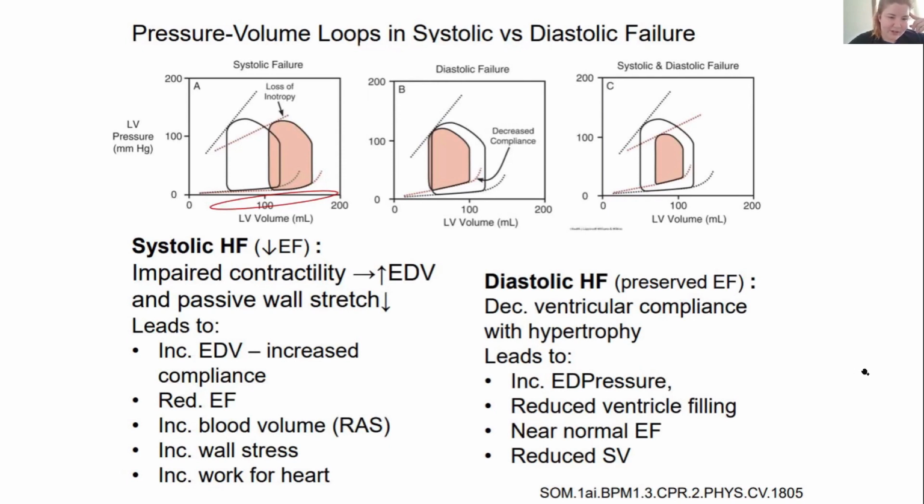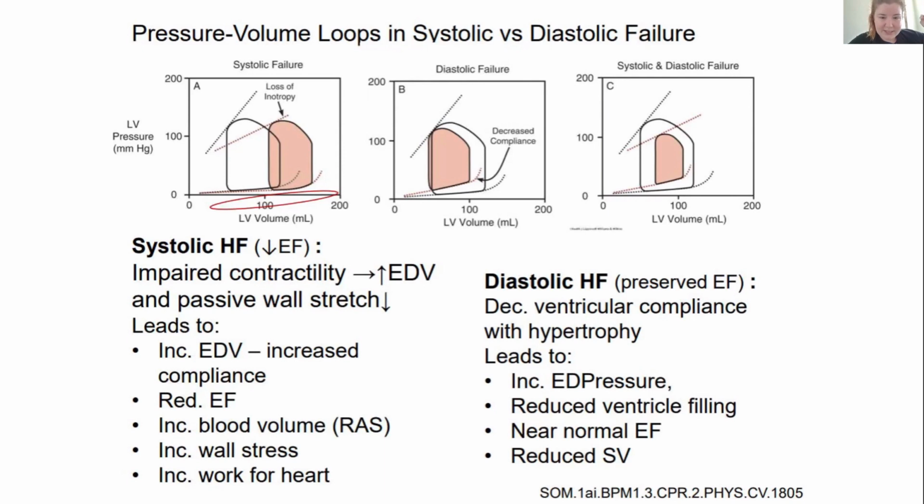So in passive wall stretch, you have increased end diastolic volume, compliance, reduced ejection fraction. We've talked about that. Increase in blood volume. This is the RAS system. And I think I have another slide talking about that, but this is the renal compensation. You're holding on to water and sodium to increase that blood volume, because if you increase that blood volume, you're increasing venous return. If you increase venous return, you're going to then increase the stroke volume, increase wall stress and work of heart. Diastolic, remember, it's preserved because you have both decreased stroke volume and decreased EDV. And so it's going to be at the same ratio. And so you're not going to get a difference in EF.